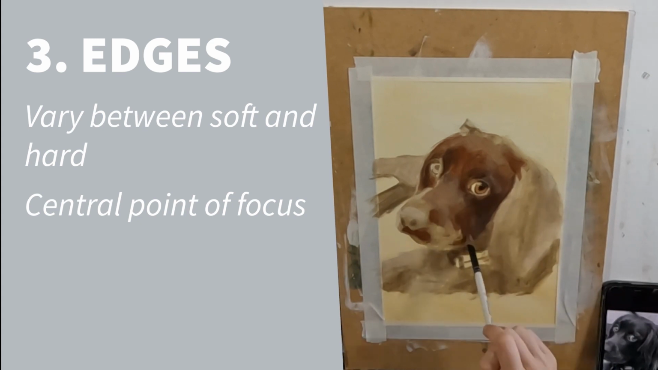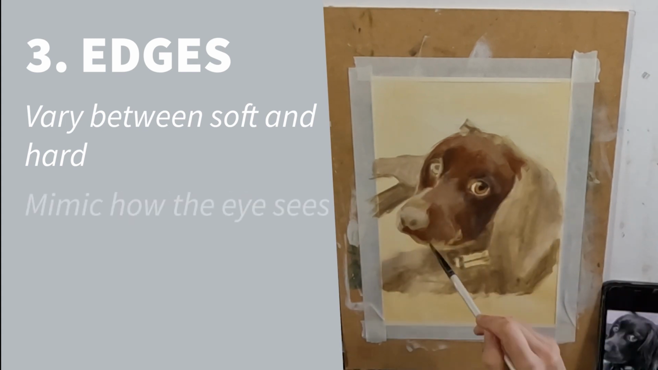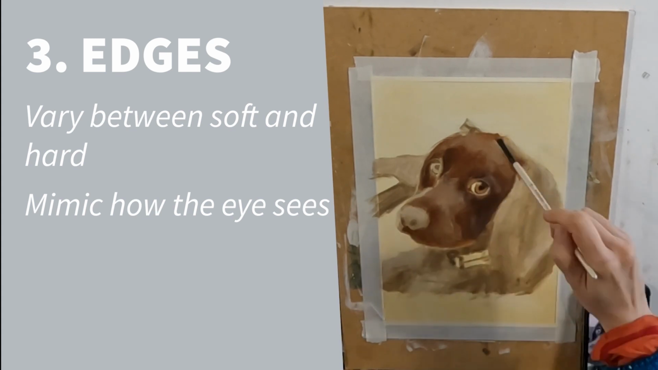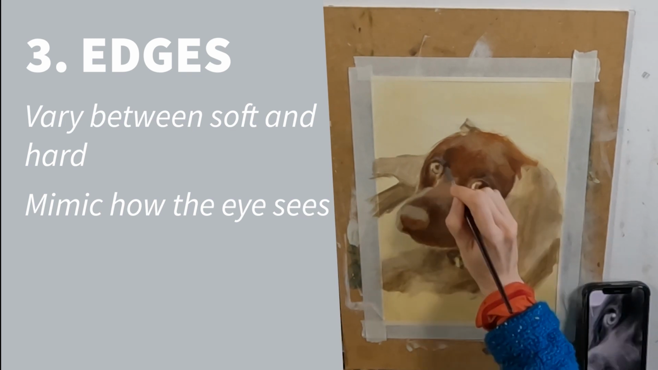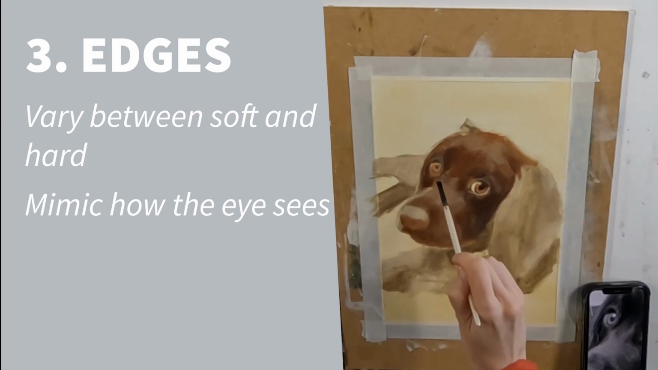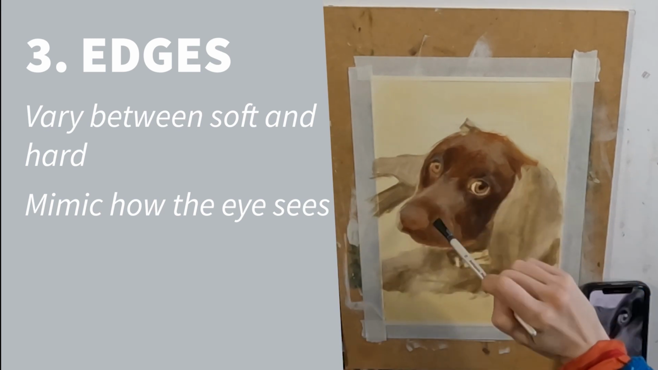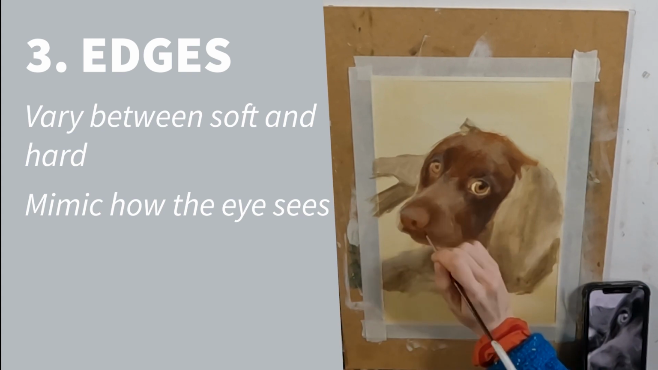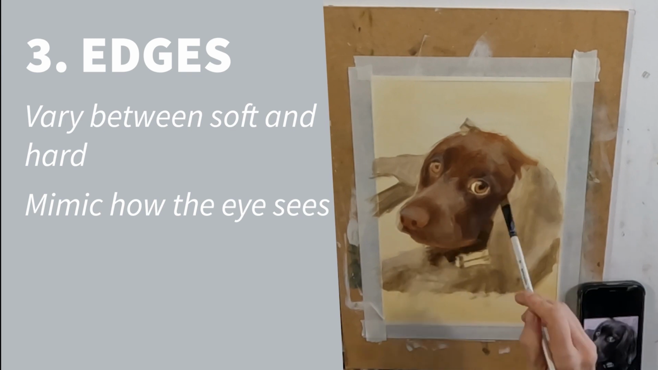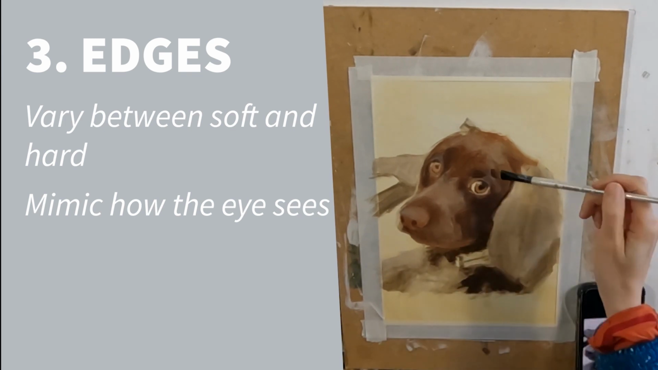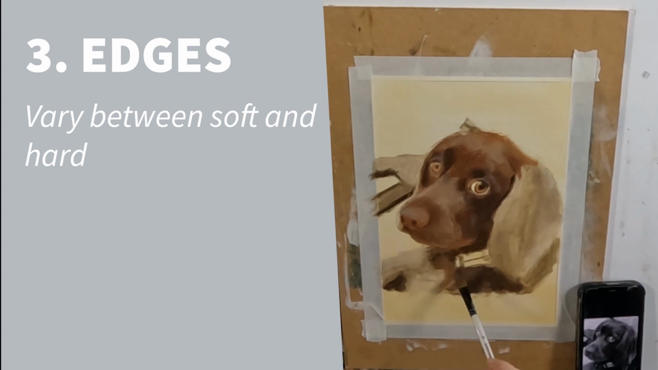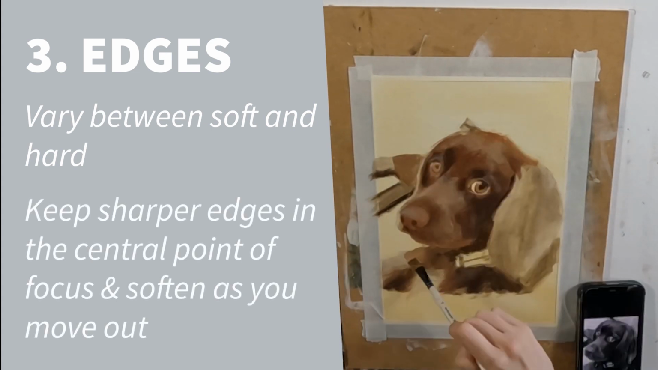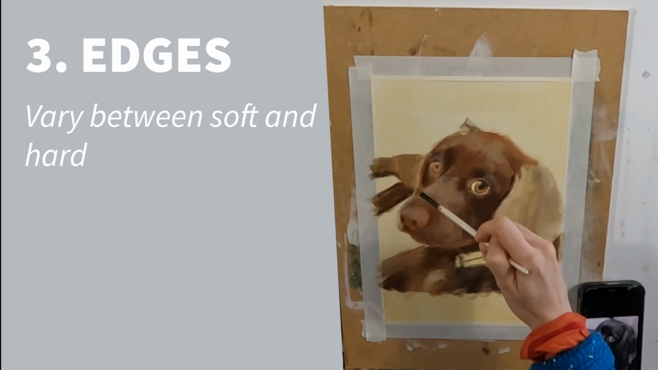So what I am trying to do in my painting is mimic the way that the eye sees objects. The eye does not see how your camera phone will photograph objects with all sharpened edges. Your eye will focus on one area and then everything else around it will be blurry. So as a general rule, it's a good idea to try and mimic this effect in your paintings. For example, on your central point of focus, you can have sharper edges, and then as you move out, you can make your edges softer and softer. And then when you go really far out, you can start losing edges.